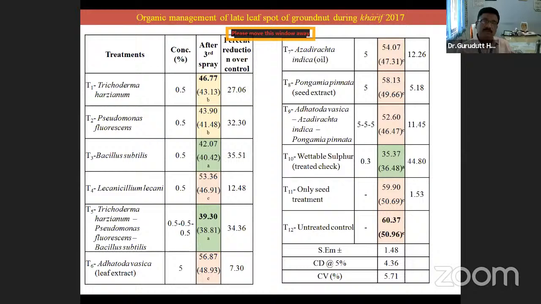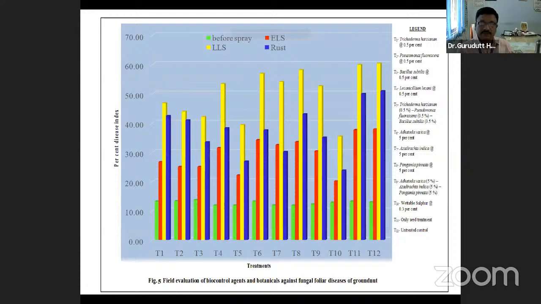And you can see late leaf spot is also being effectively managed by all these biological control agents. Disease pressure was almost 60%, and we can see 43, 42, 39% in combination. These are very, very interesting results when using these organic biopesticides. And the field evaluation, this is just a graphical representation of what I have told just now.